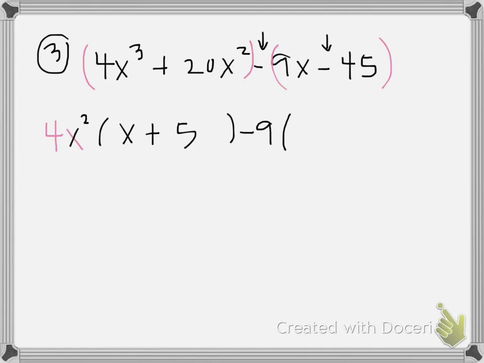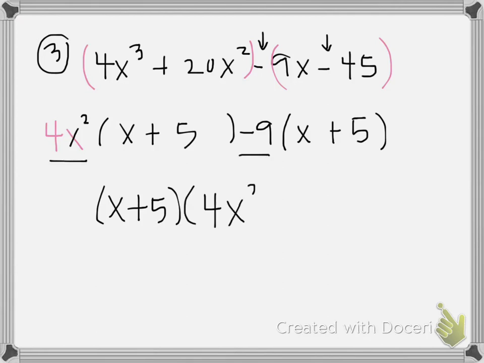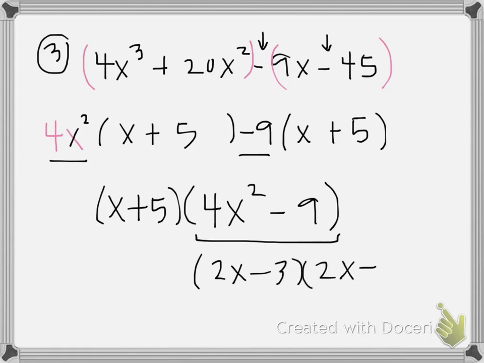So when you factor out that negative 9, you're going to have x plus 5, since 9 goes into 45 5 times. Your parentheses are the same there, so you're going to factor out that x plus 5, and you're going to be left with what's on the outside of each one of those. Now I'm going to use my difference of squares to keep going with this one. 4x squared minus 9 would factor to 2x minus 3 times 2x plus 3.